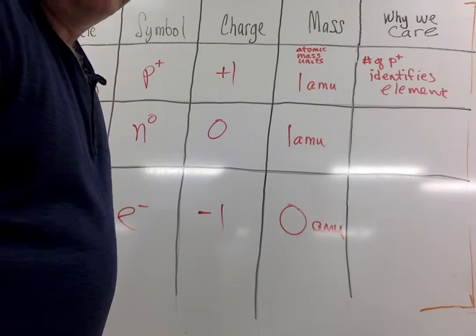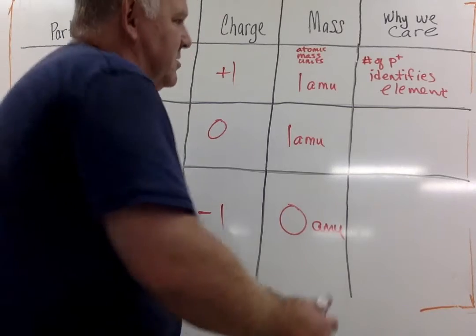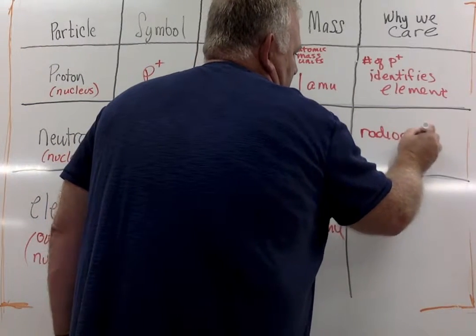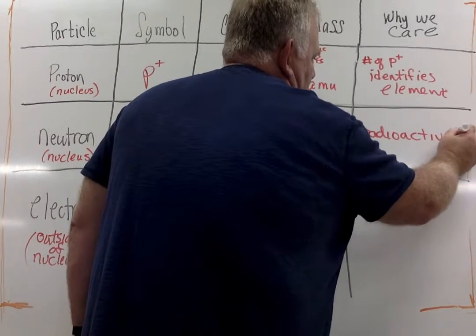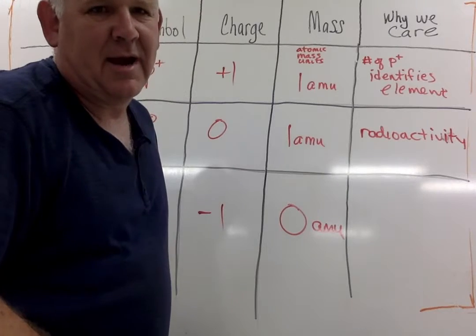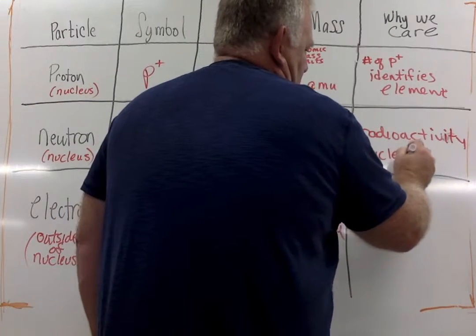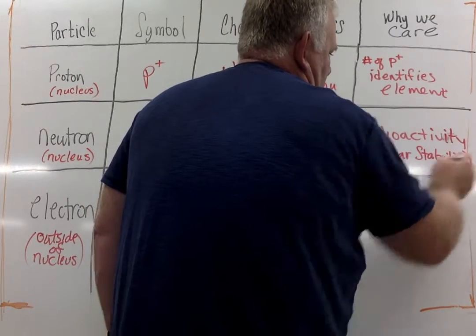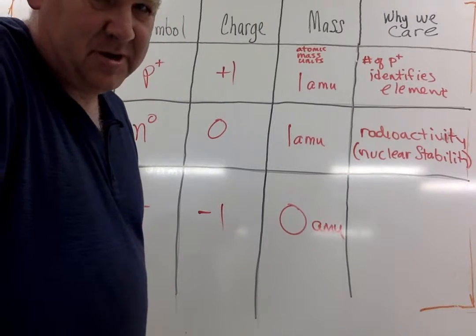The number of neutrons, well, not the number, but just the ratio of protons and neutrons, determines whether or not the atom is radioactive, or the stability of the nucleus is related to the protons and neutron ratio.